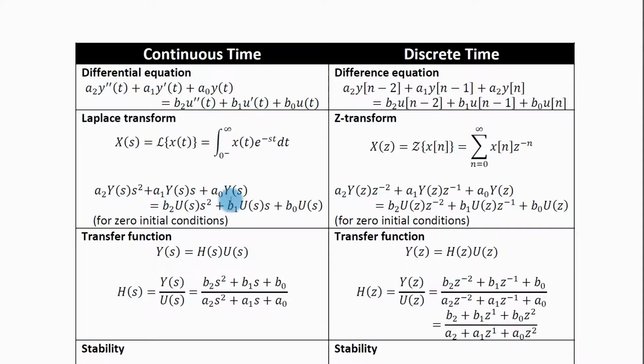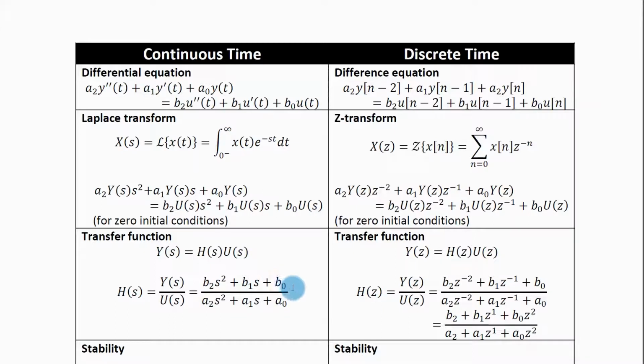Now from these two equations, you can get the transfer function. In the continuous time domain, the transfer function is the function with which you need to multiply the Laplace image of the input signal to get the Laplace image of the output signal. Also, you can define it as the ratio of the Laplace image of the output signal and the Laplace image of the input signal. If your system is described by a differential equation like this one, the transfer function will look like this. These a and b coefficients in the differential equation will be these a and b coefficients in the transfer function.